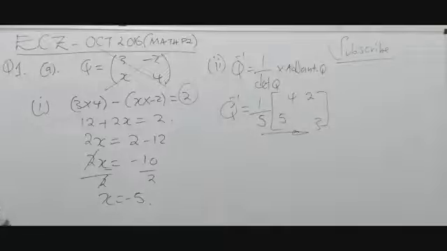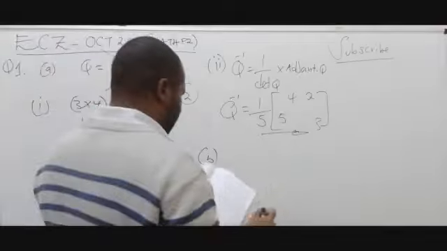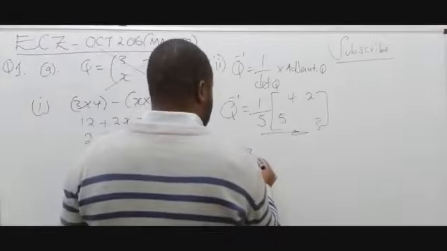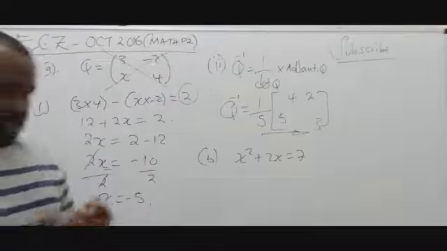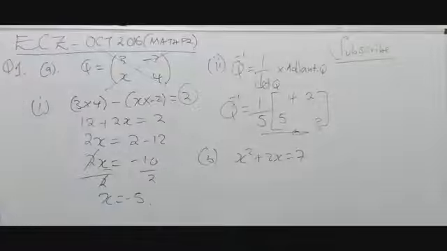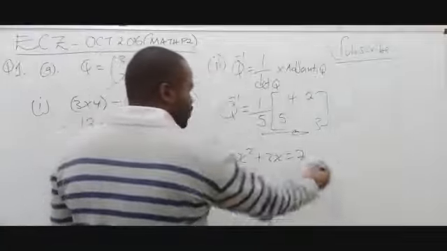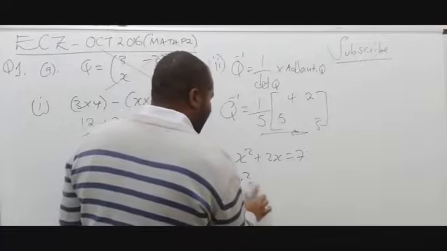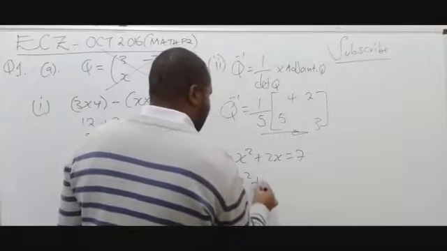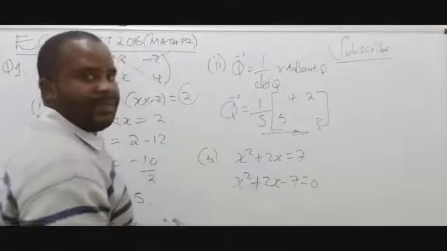Part B, we are told to solve the equation x squared plus 2x is equal to 7, giving your answer to 2 decimal places. So first you write it in standard form by producing a 0. So x squared plus, take notes, plus 2x minus 7 is equal to 0. This is positive; when you take it to this side, it becomes a minus.